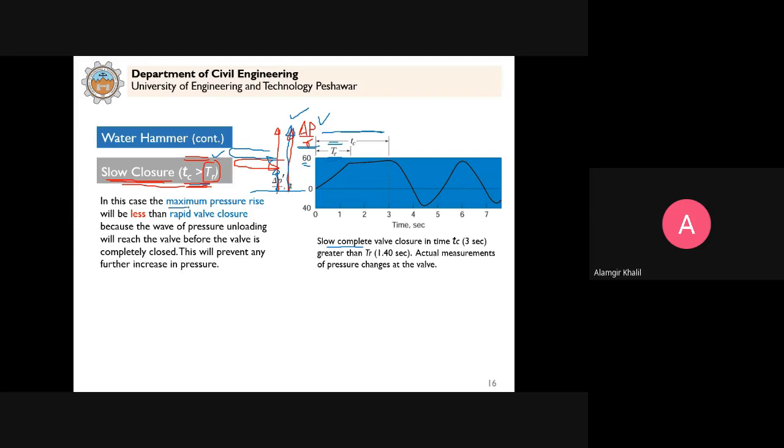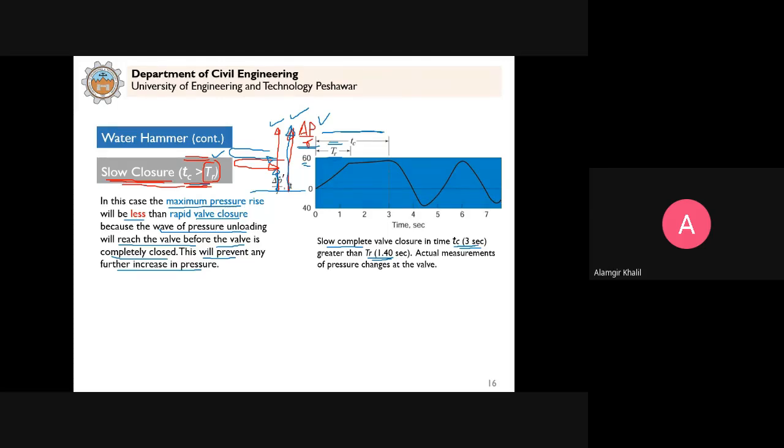So in this case, the maximum pressure rise will be less than the rapid valve closure, because the wave of pressure unloading will reach the valve before the valve is completely closed. This will prevent any further increase in pressure. You see, you close the valve in 3 seconds, but the unloading pressure wave has come back in 1.4 seconds. So that's why it will not allow the maximum pressure to be reached. It will keep the pressure less.